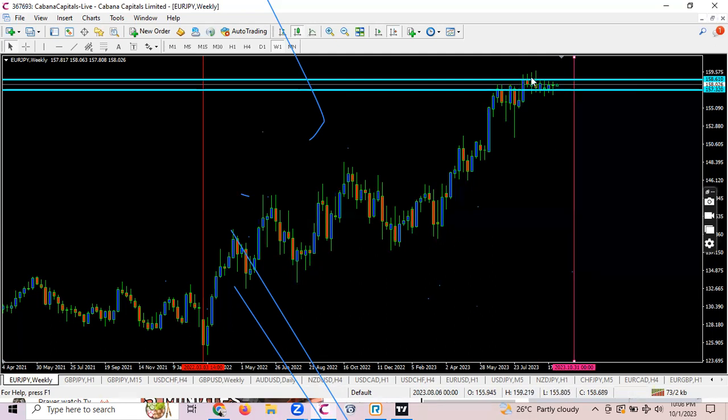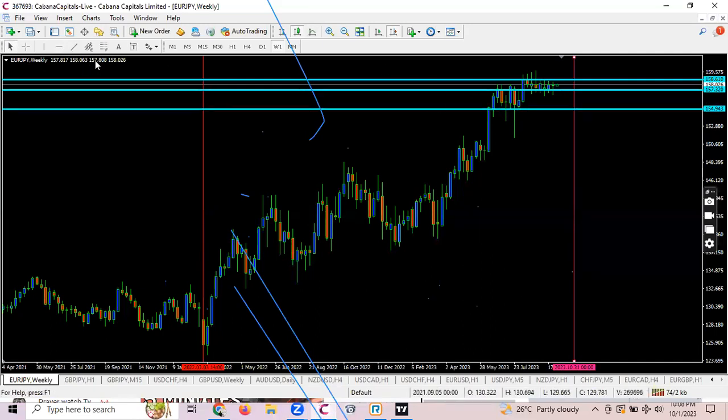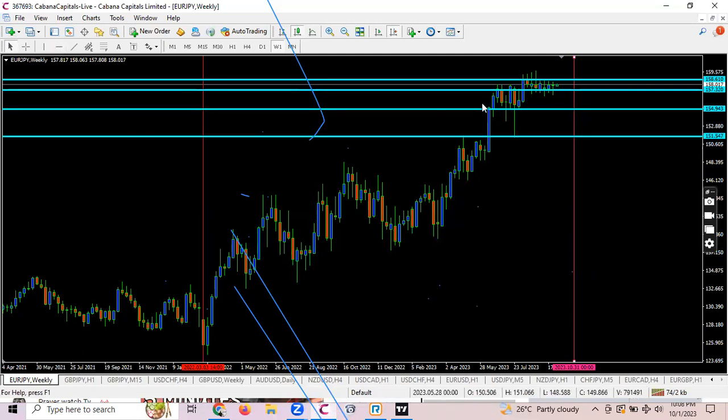So you should look for sell setup. If at all you're even considering buying, you should wait for price to pull back to maybe a support, maybe to this support. That's when you consider buying. You don't want to buy at the current market price. The risk will be too much. Price should pull back to these levels before you consider buying.